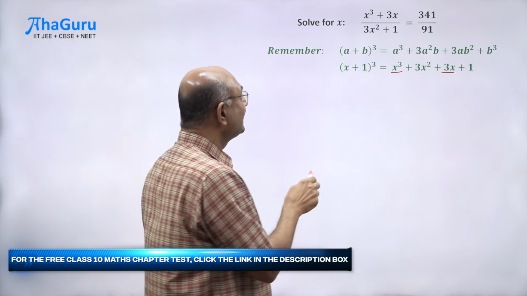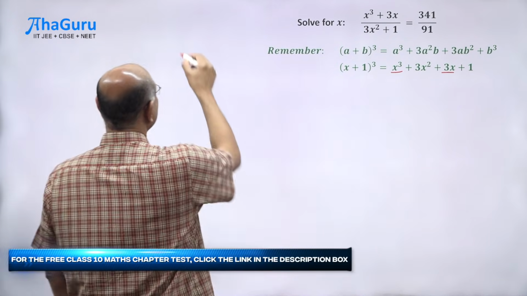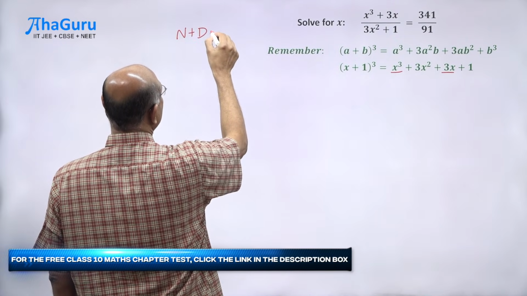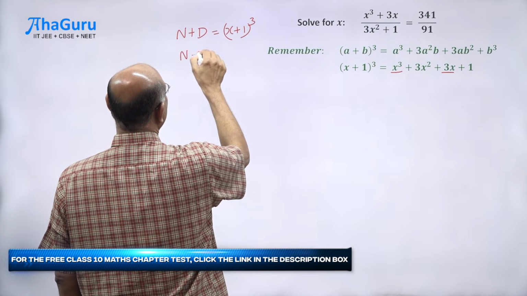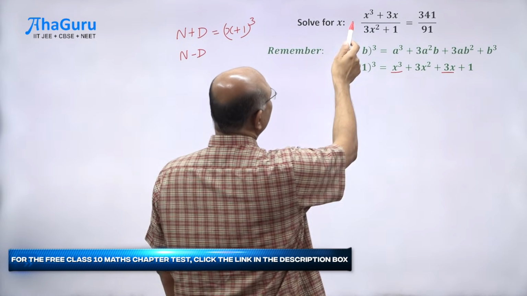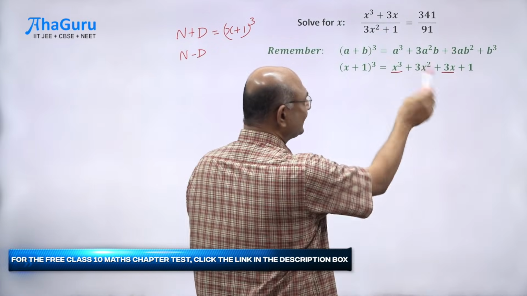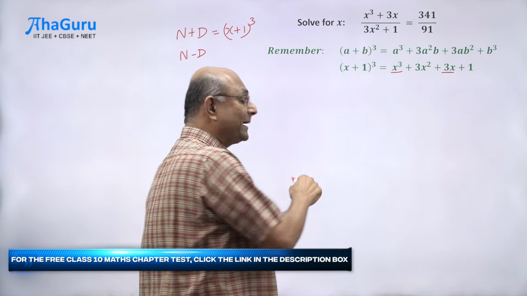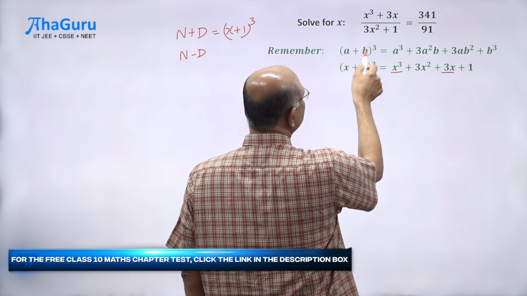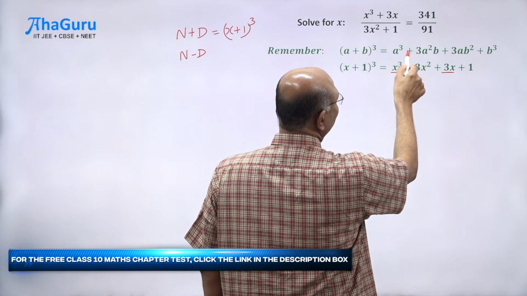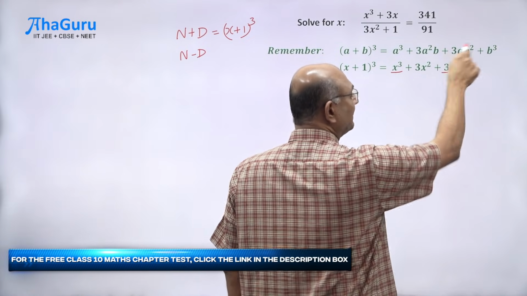Now let's think about what will happen if I did numerator minus denominator. Numerator plus denominator is going to give me x plus 1 whole cube. What will happen if I have numerator minus denominator? Well, then you will get x cube minus 3x square plus 3x minus 1, right? Alternate terms will have negative. That is the a minus b whole cube formula. Or you can say, let's make a as x and b as minus 1. If I make b as minus 1, this will have a minus term. Because it's minus 1 whole square, this will be still plus, and minus 1 cube will be minus 1, right?